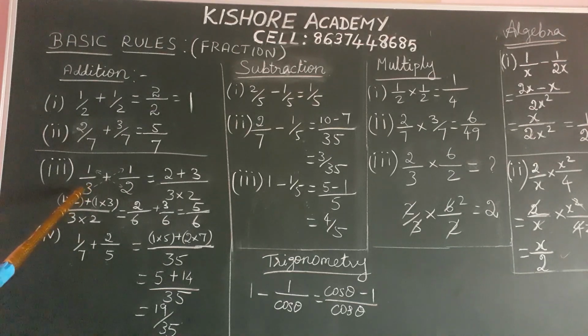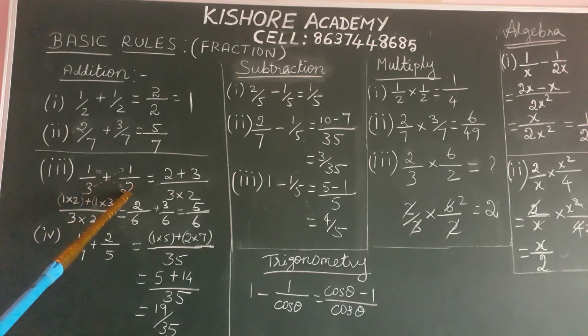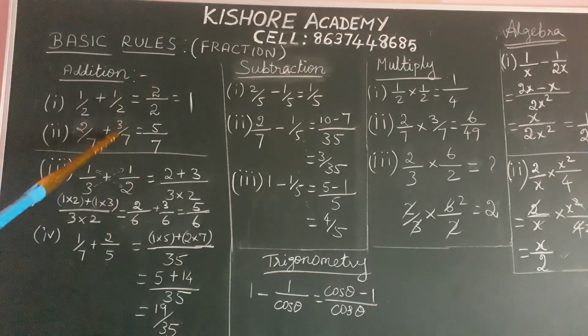Here when you check the denominator values, they are not equal. If the values are not equal, just multiply these two values. There is another procedure. These two sums have the same procedure, and these two sums have another procedure. So in addition of fractions, there are two procedures. So this is the second procedure.